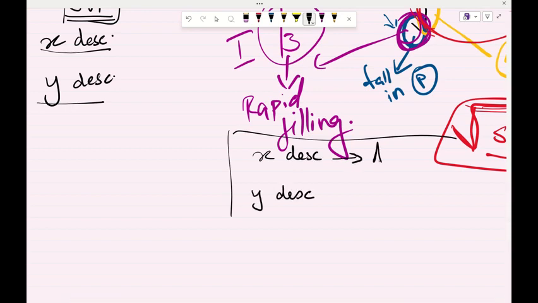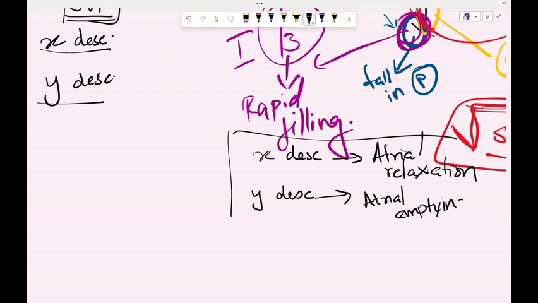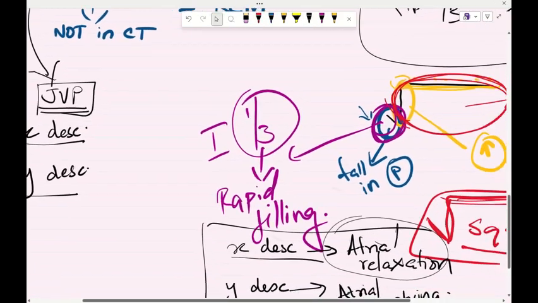So normally X descent means atrial relaxation, and Y descent normally means atrial emptying into ventricle. Atrium can only empty into ventricle, so it's atrial emptying. So X descent normally is atrial relaxation, Y descent normally is atrial emptying. What do you think will happen in chronic constrictive pericarditis? Is the atrium able to relax properly? Can it relax properly? What is happening in the first one third? I told you.